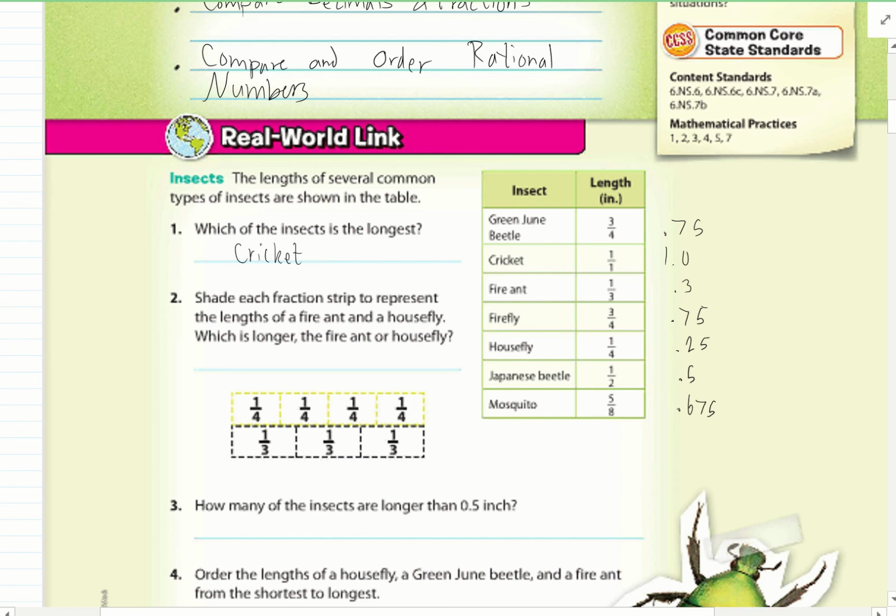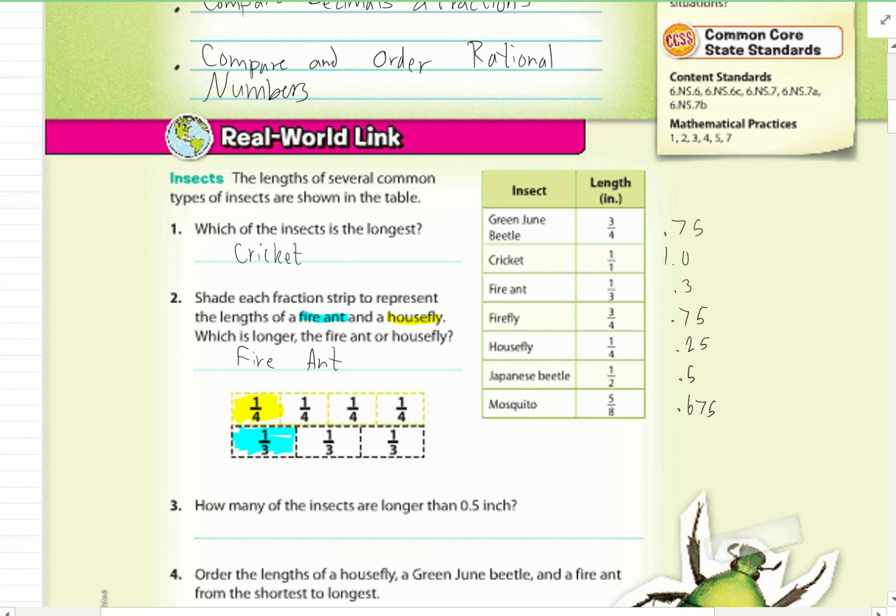Number 2, shade each fraction strip to represent the lengths of a fire ant and a housefly. Which is longer, the fire ant or the housefly? So I'm going to use yellow for the housefly, so it's 1/4. Okay, I'm sorry, housefly is yellow. My fire ant will be blue, so this is 1/3. And housefly. So which one is longer? I'm going to say the third, which is the fire ant.